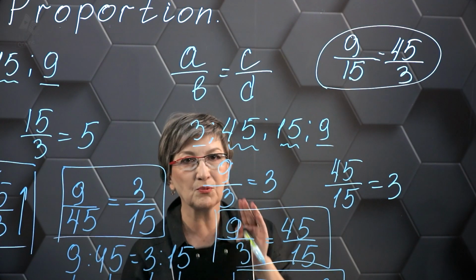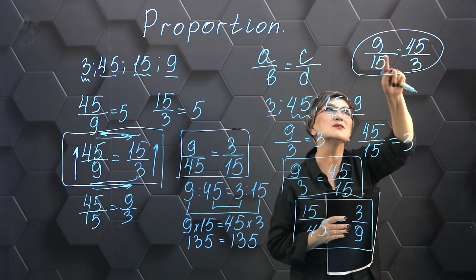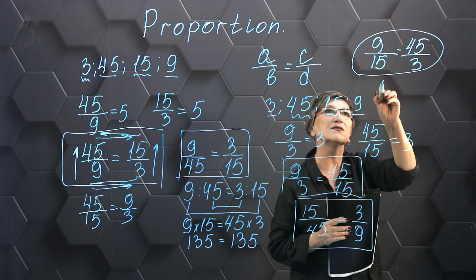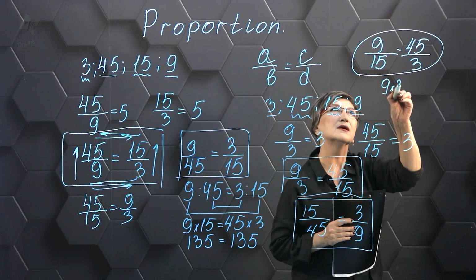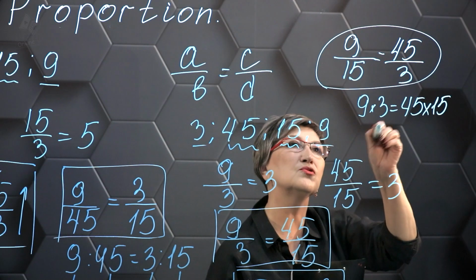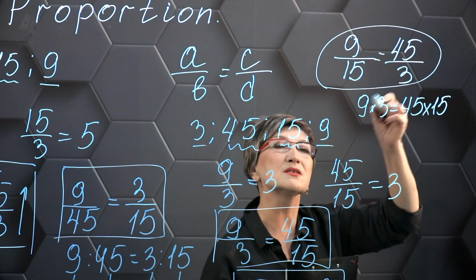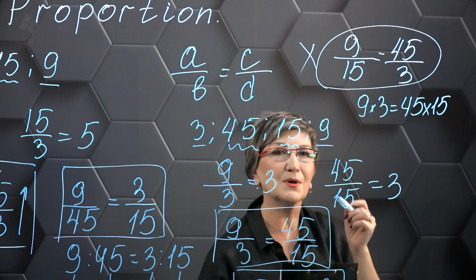Why not? Let's use our property. 9 times 3 is 27. And 45 times 15 is not equal to 27. Therefore, this equality is not a proportion. Be careful when making proportions.